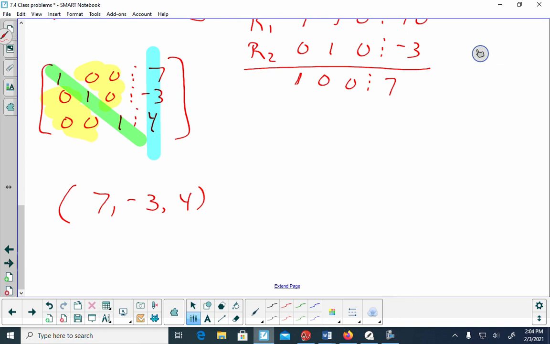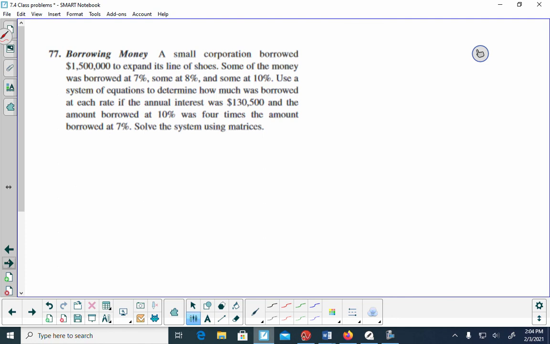Okay, and the last one I believe is a word problem. A small corporation borrowed $1,500,000 to expand its line of shoes. Some of the money was borrowed at 7%, 8%, and 10%. Use a system of equations to determine how much was borrowed at each rate if the annual interest was $130,500. The amount borrowed at 10% was 4 times the amount borrowed at 7%.